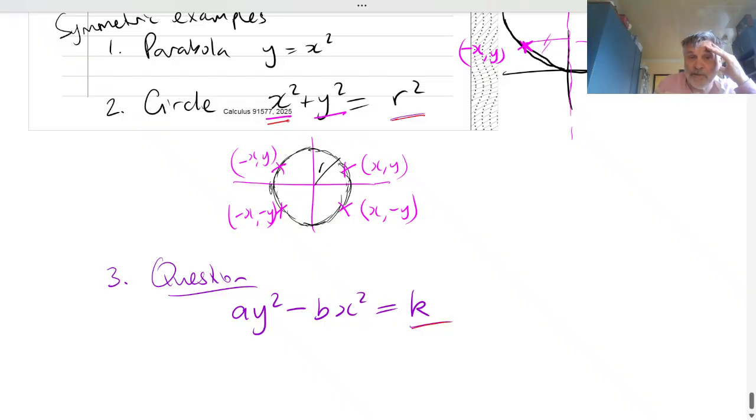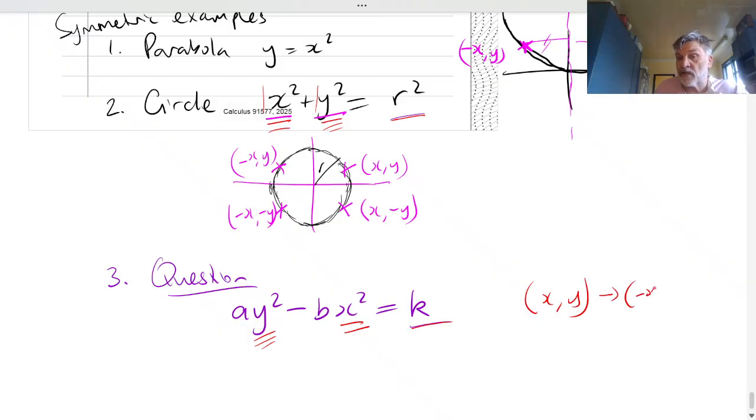We've got x squared up here, we've got x squared down here, we've got y squared up here, we've got y squared down here. There's constants in front, the constants up here are implicitly 1. There's a minus sign in between, but that changes nothing. The thing is that if we have a point x, y that satisfies this equation, that necessarily means that negative x, y will satisfy it, and also that x, negative y will satisfy it, and also that negative x, negative y will satisfy it.